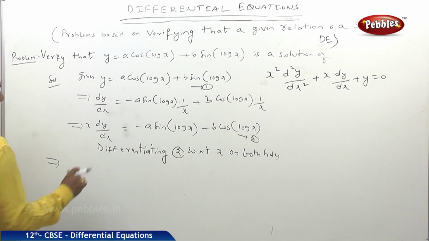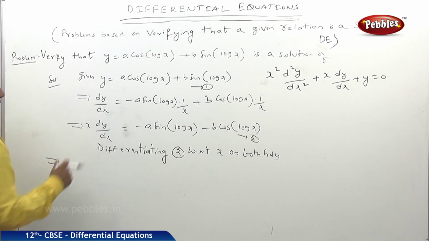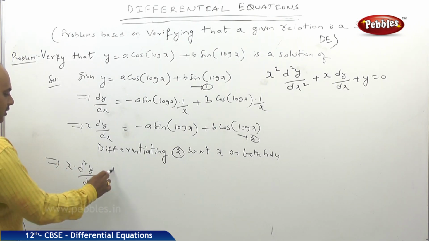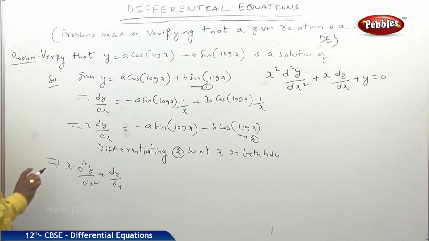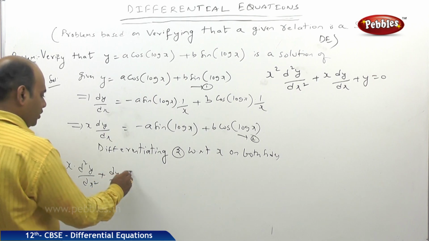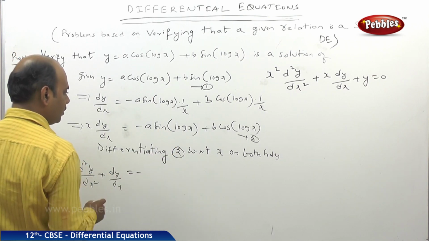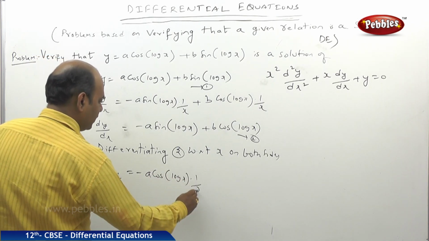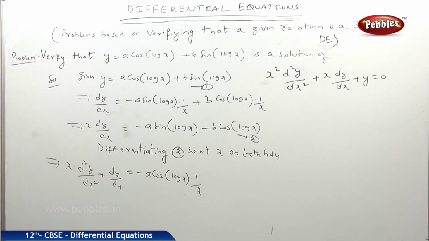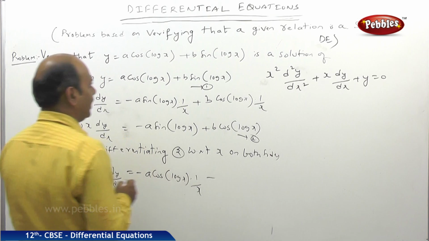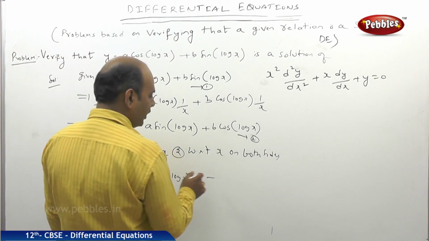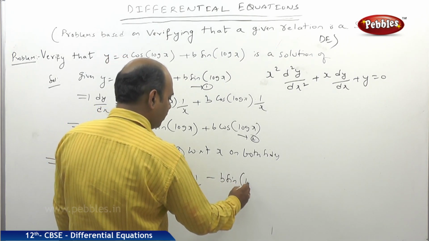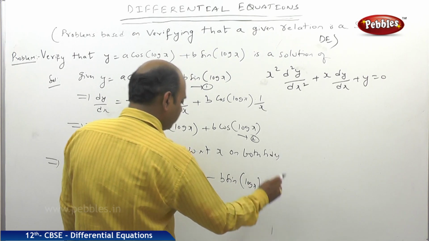So what I will be doing? Differentiating 2 with respect to x on both sides, I can apply the UV rule. So x into d square y by dx square plus dy by dx, the derivative of x is always 1, is equal to, here also I need to find the derivative. Minus a cos of log x and the derivative of log x is 1 by x. I think this is clear to you. Minus, why I am putting minus: the derivative of cos is minus sin. So minus b sin of log x into 1 by x.